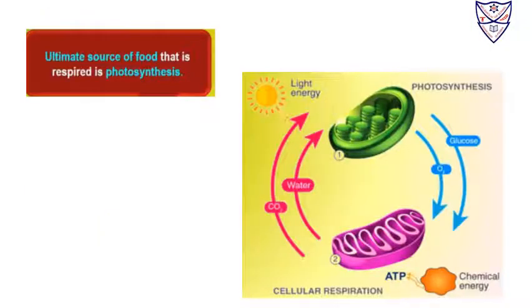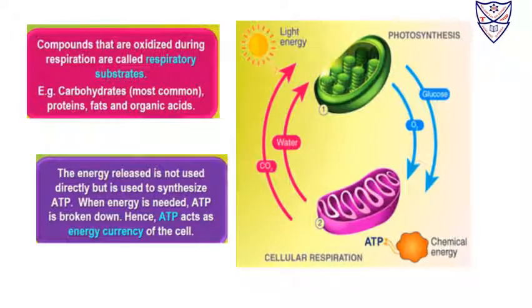We all know that photosynthesis is the ultimate source of food, right? We get all the food from photosynthesis which occurs in the chloroplasts. So as we all know, during photosynthesis, carbon dioxide and water are used. With the help of light energy, glucose is made in the chloroplast.